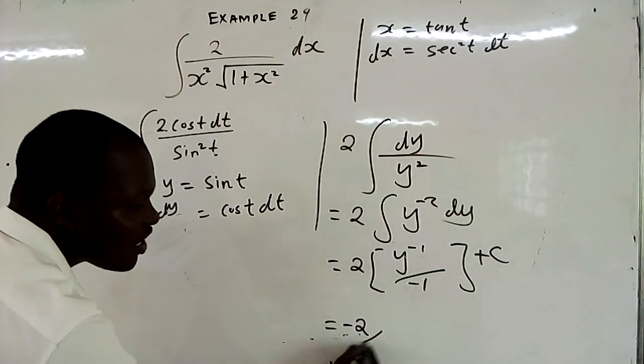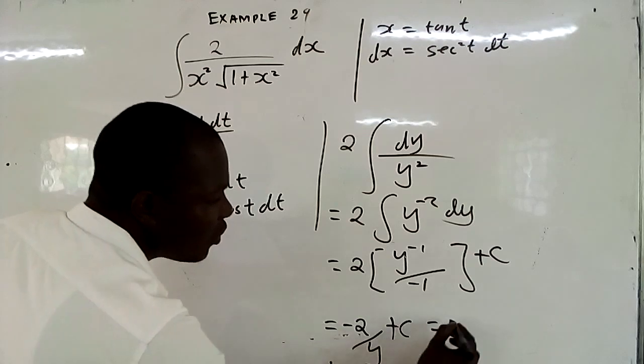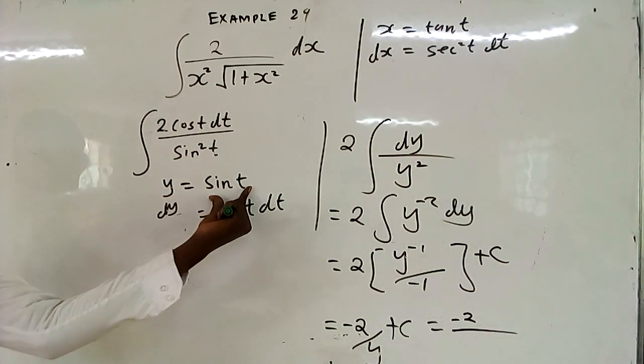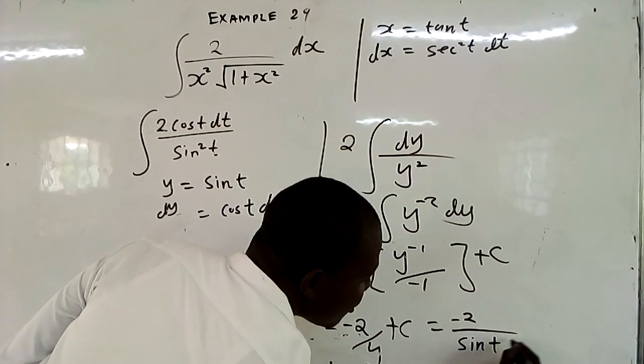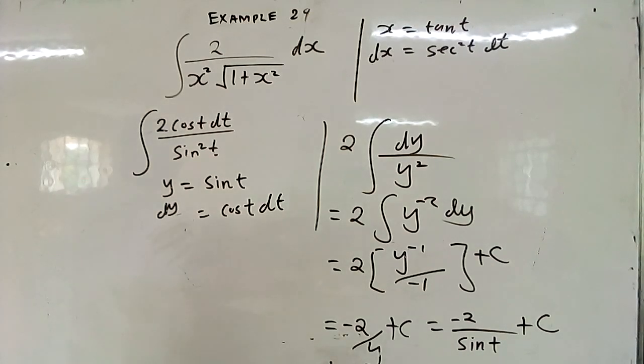Then y raised to negative 1, it means it is 1 over y. So negative 2 over y plus c. But what is y? Y is sin t. So it is negative 2 over sin t plus c, which is equal to, what is sin t? What is t?